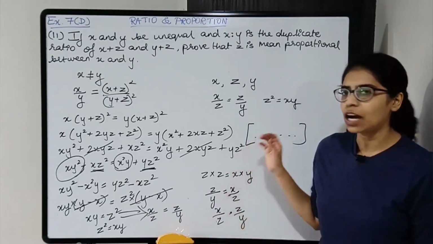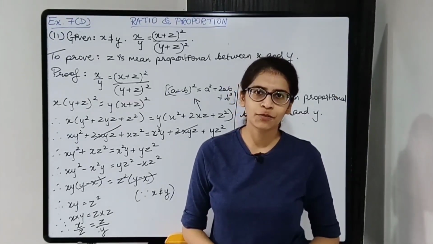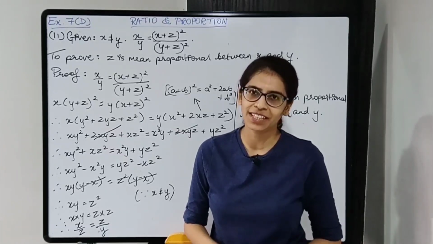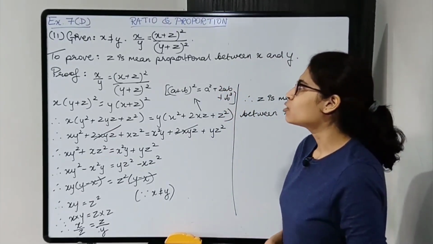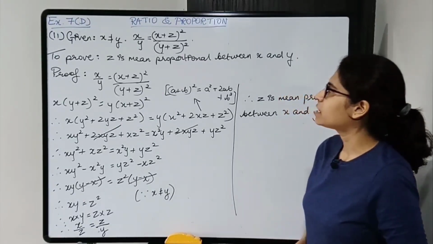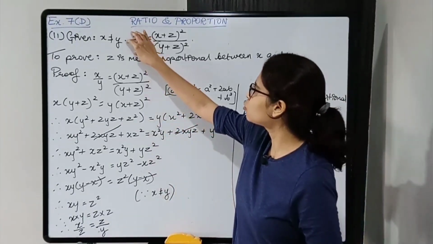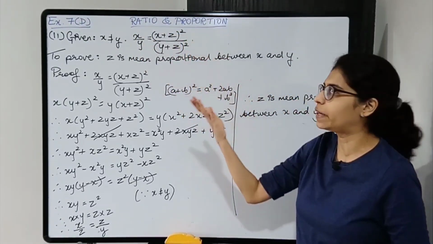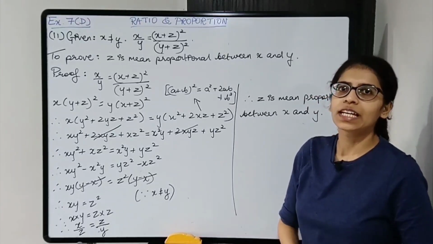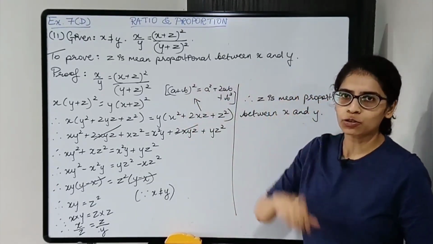Okay, so now we'll solve properly with proper steps. Once you understand the given information, then it's very easy. So write down the given first. X is not equal to y and x upon y is equal to x plus z the whole square upon y plus z the whole square. That is, this ratio is duplicate of this ratio. So we have squared this, duplicate is squaring. We need to prove z is the mean proportional between x and y. So we'll write down the to prove part also.